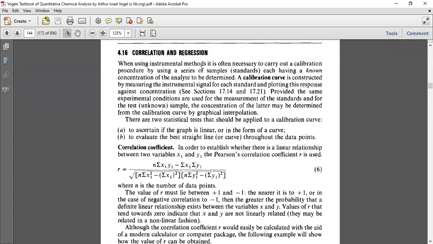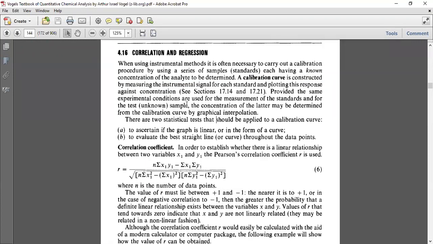I will just give some gist about this paragraph. Calibration curve, everybody knows we are plotting a calibration curve, isn't it? See, when using an instrumental method, it is often necessary to carry out the calibration procedure by using a series of samples, standards, each having a known concentration of the analyte to be determined. So the calibration curve is constructed by measuring the instrumental signal for each standard and plotting this response against concentration. Just imagine that we are doing a UV calibration curve. We have prepared various dilutions and we are recording absorbance.